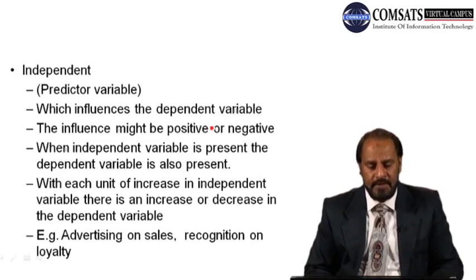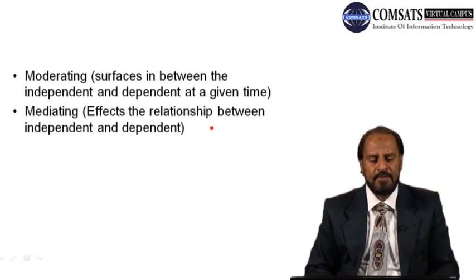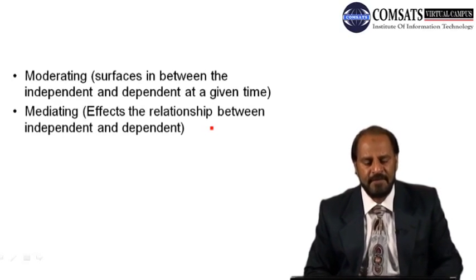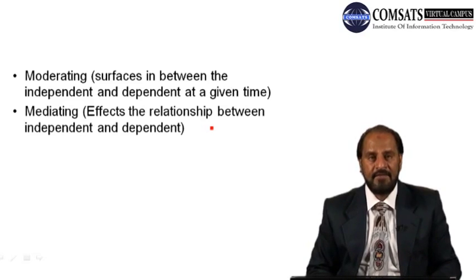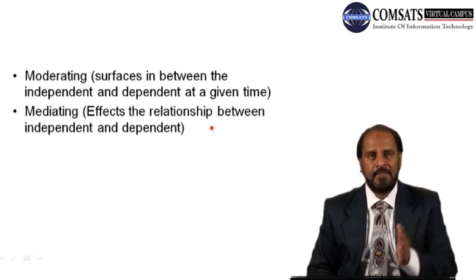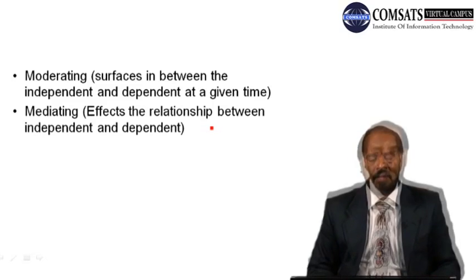variable. With this, let's have a brief look at the other two kinds of variables, that is the moderating variable and the mediating variable. We're going to go into more detail in the next few sessions, but a moderating variable basically surfaces in between the independent and dependent variable at a given time. It is a variable which temporarily comes in between the independent variable. On the other hand, a mediating variable affects the relationship between the independent variable.